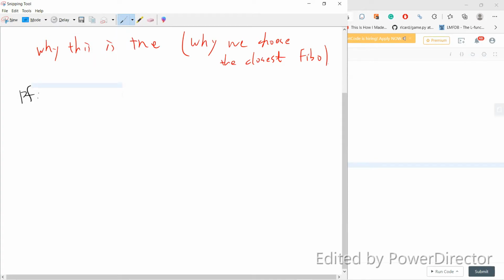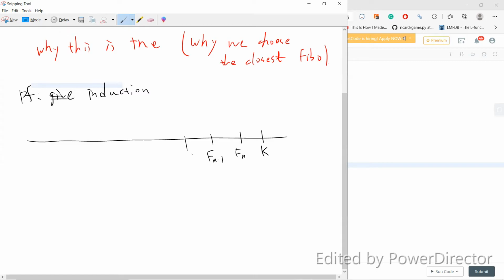So my idea is that I can prove it by induction. Let's say this is your k, and then this is your fn, and then maybe fn minus 1, and then maybe fn minus 2. And then let's assume that our algorithm will always give the shortest summation from 0 to k minus 1. Up to here, let's assume that our algorithm is already correct.